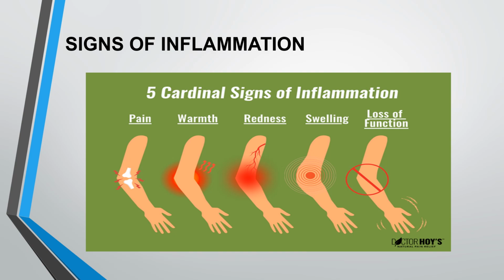Now here's the important part. These aren't random. They all trace back to vascular changes. Redness and warmth come from increased blood flow. Swelling comes from fluid leaking out of vessels. Pain happens because swelling and chemical mediators irritate nerve endings. And loss of function, well, that's basically your body saying, hey, don't use that right now. I'm fixing it.